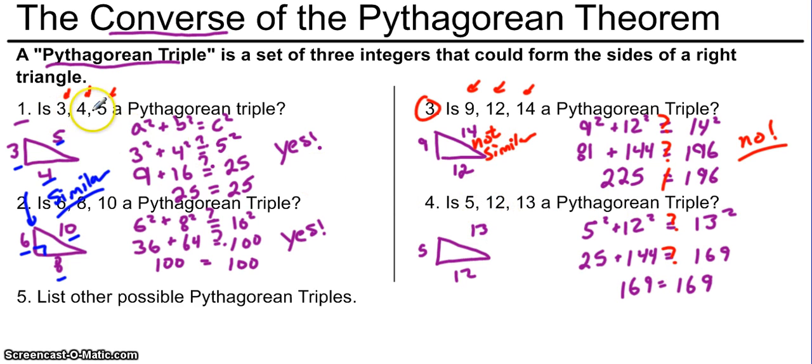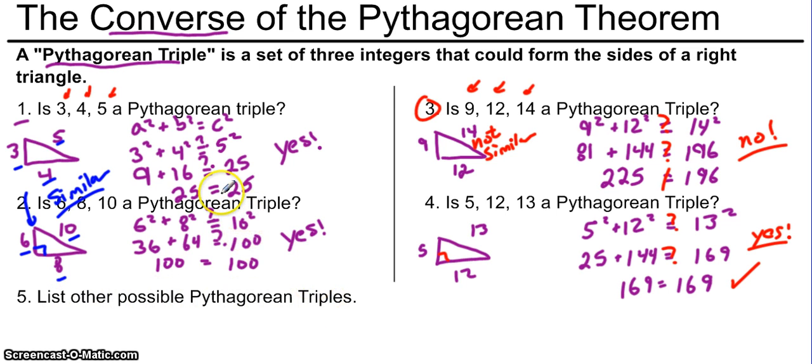It's not similar to 3, 4, 5, but in its own right, it is a Pythagorean triple. 169 equals 169, so yes, that forms a right triangle, and we can even put a right angle on our drawing. At this point, go ahead and try number 5. List other possible Pythagorean triples.